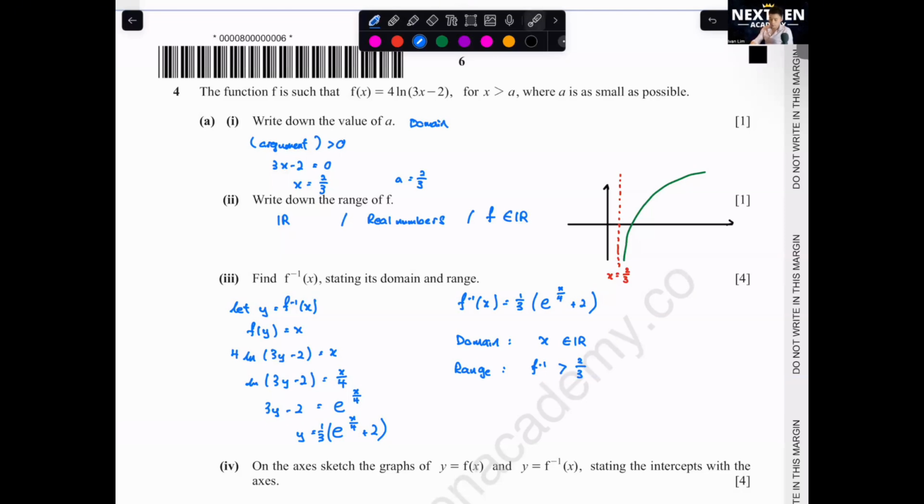Okay, you're trying your best to follow the mark scheme. So some of you will ask me, teacher, can I write y or not? Technically, it's not wrong, but we try our best to follow what the official mark scheme writes.